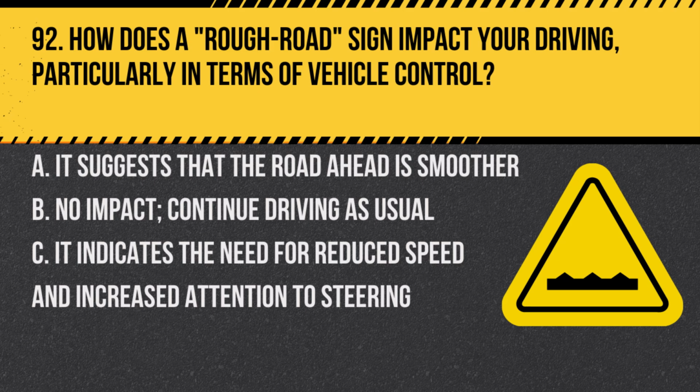Question 92. How does a rough road sign impact your driving, particularly in terms of vehicle control? A. It suggests that the road ahead is smoother. B. No impact. Continue driving as usual. C. It indicates the need for reduced speed and increased attention to steering. Answer: C. It indicates the need for reduced speed and increased attention to steering. Rough roads can affect vehicle stability and handling.